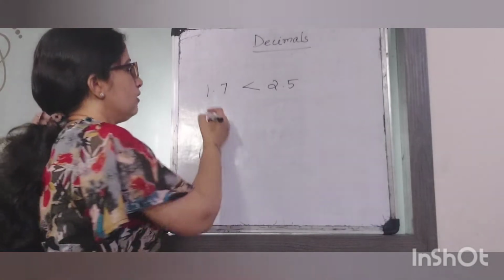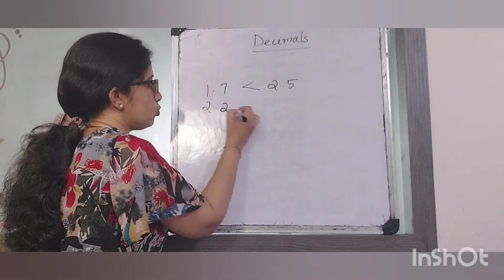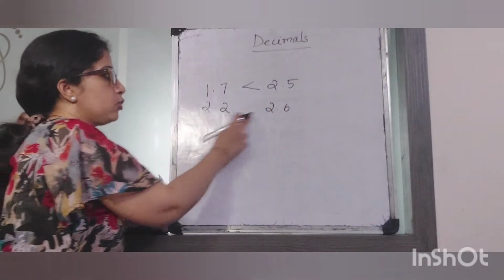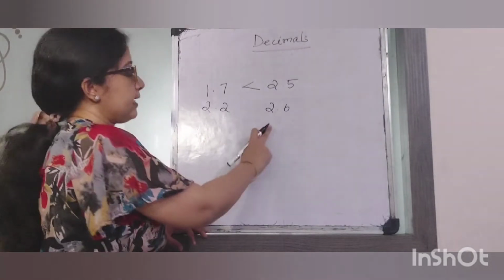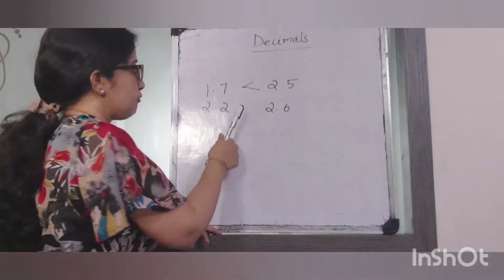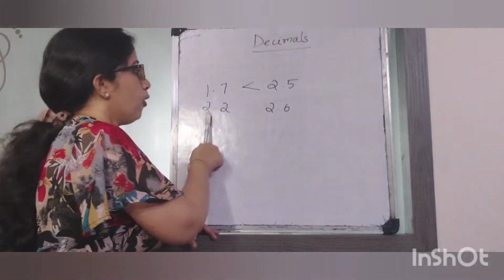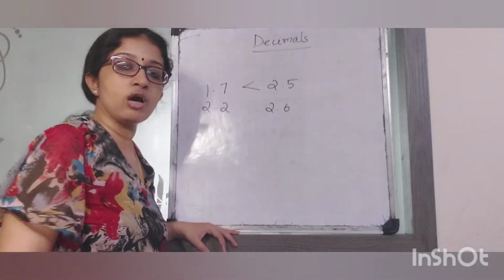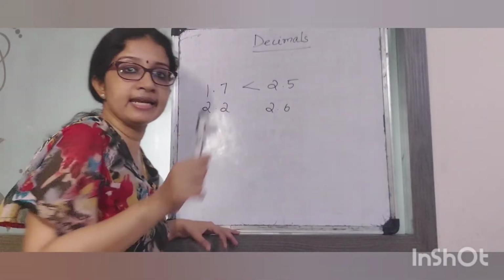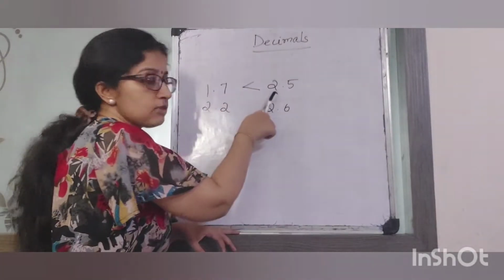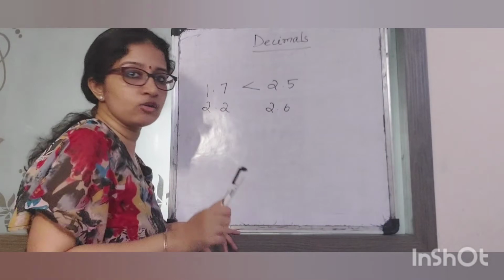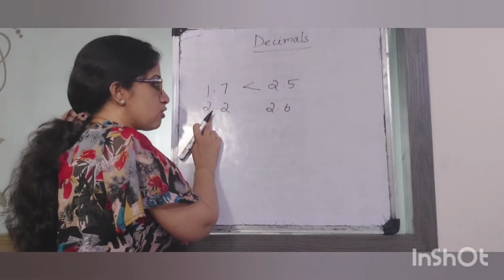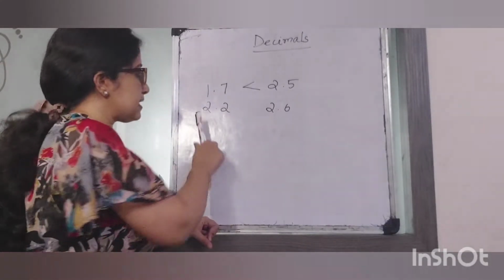Okay, now let's take another example, 2.2 and 2.6. If we have two numbers like this, one is 2.2 and another one is 2.6. If we compare the number to the left hand side, both the numbers have the same digit, right? Here also it is 2, here also it is 2. So how will we compare it? If it is different, we can directly compare it, right? Here it was 1 and here it was 2. So we directly compared and concluded that 2.5 is greater than 1.7. But here, this is also 2, this is also 2. Okay, so left hand side is the same.